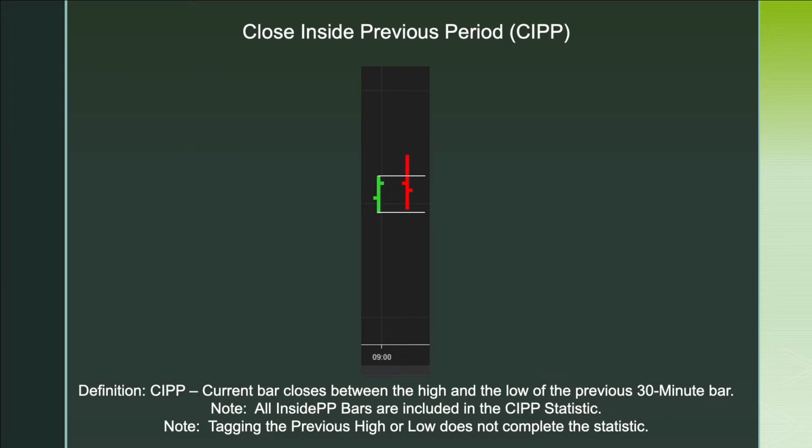Now, as mentioned previously, all inside PP bars are included in the CIPP statistic. And tagging the previous high or low does not complete the statistic. So it only falls into place on the close of the bar; that is what is important.